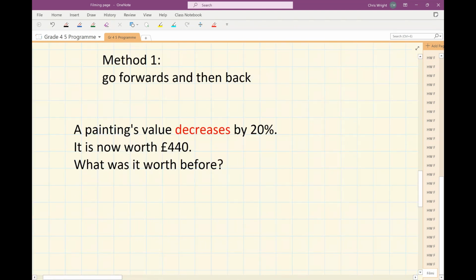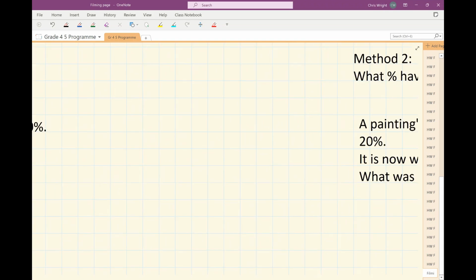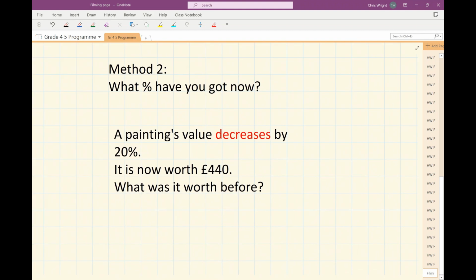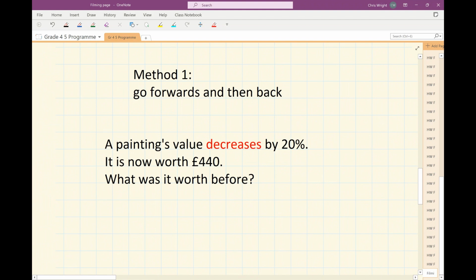Now I've got two methods for you, and let's look at both of these methods with this question about a painting. The first method involves thinking what happens when you go forwards and then go backwards. And the second method involves thinking about what percentage you've got now. Let's have a look at each of those methods in turn.